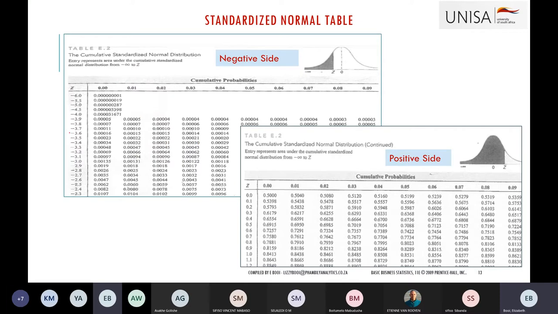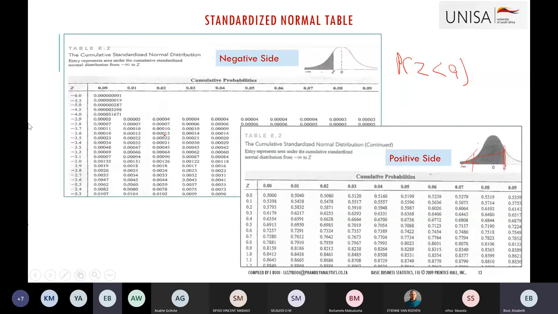Then we also have the same table, table E2, which has the positive side of things. So this one has the negative, this one has the positive. If you look at this, it starts from the positive side and it goes to the less than. And that is why I was saying where we find the probability of less than A, the value we find on the table is your probability. So this is your probability. What does all of this mean in terms of the Z value?